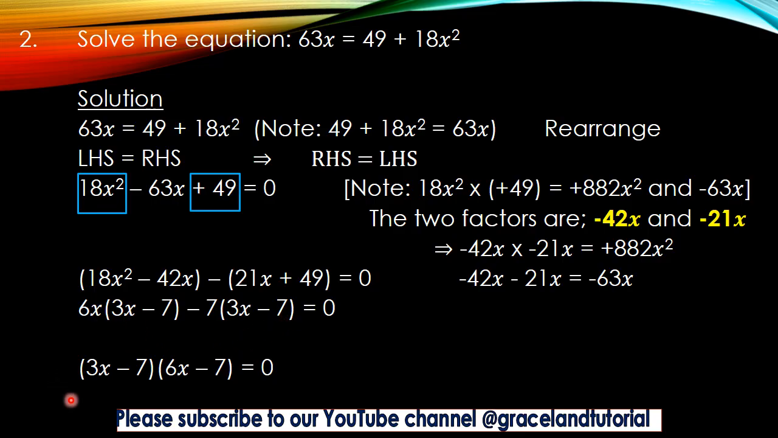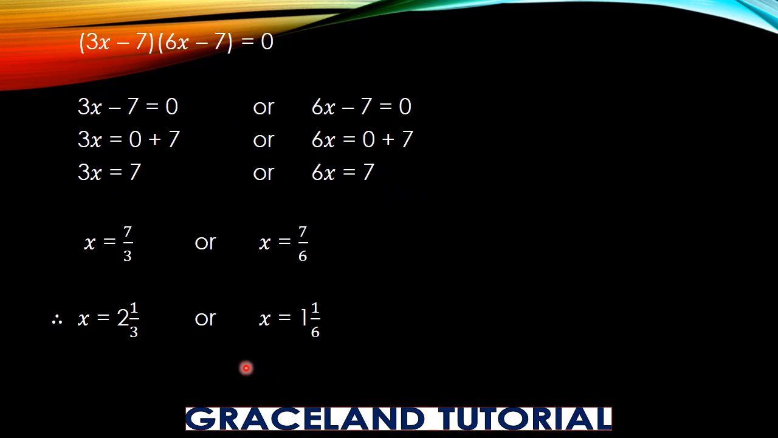Pick one out of the two, which is going to be 3x minus 7, into then the numbers outside the bracket, 6x minus 7. So 3x minus 7 into 6x minus 7 will be equal to 0. Going ahead, we have from the last slide, 3x minus 7 into 6x minus 7 equal to 0. Therefore, 3x minus 7 will be equal to 0, or 6x minus 7 will be equal to 0.